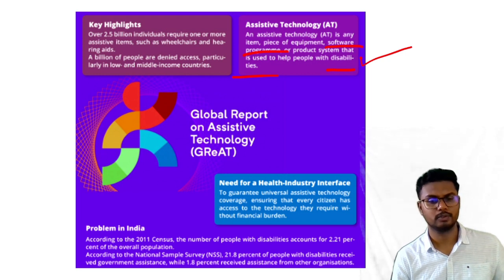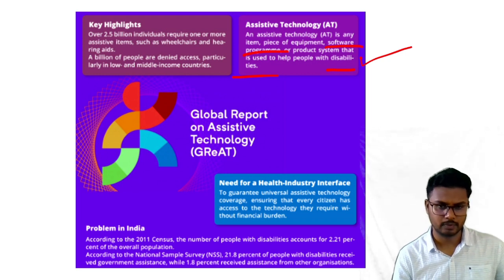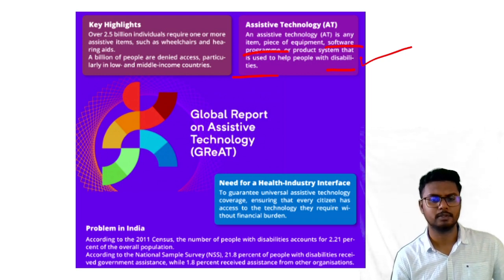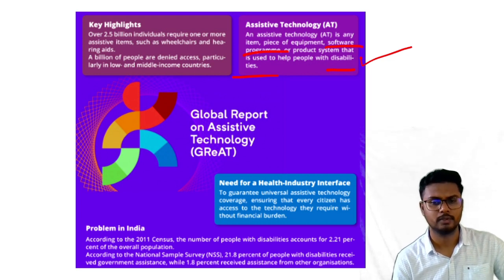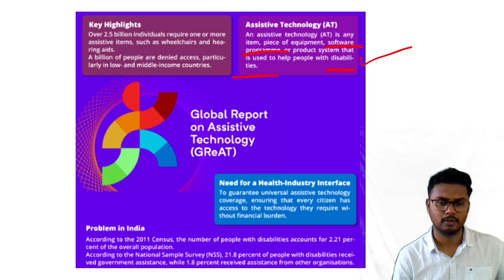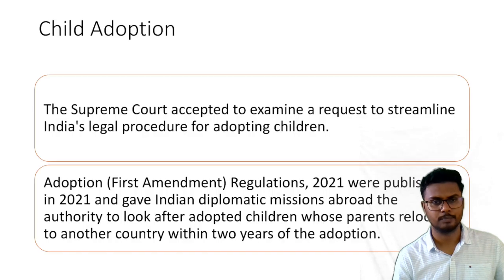According to the 2011 census, the number of people with disabilities accounts for 2.21% of the overall population in India. And as per the National Sample Survey, 21.8% of people with disabilities have received government assistance, while 1.8% received assistance from other organizations, because so many international or national non-governmental organizations are also working in this regard, right?